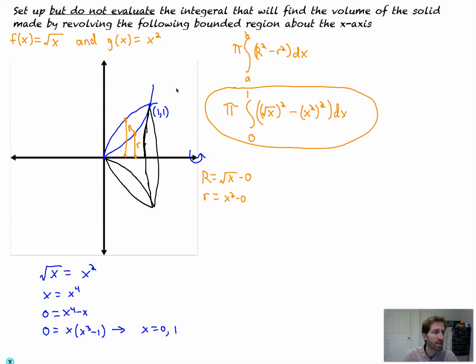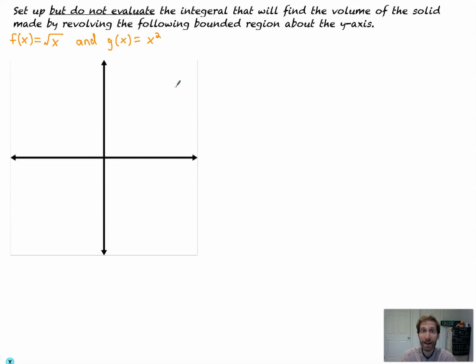Now, I'm going to continue with the same exact bounded region. The reason being, it kind of gets you used to that same concept. So same instructions, but this time we're going about the y-axis. So we've got y equals square root of x, y equals root x. We already know that intersects at (1, 1) and (0, 0). We found that in the last problem. But here's the thing. We're rotating it about the y-axis. Okay, so now when we do that, we end up with something like this.